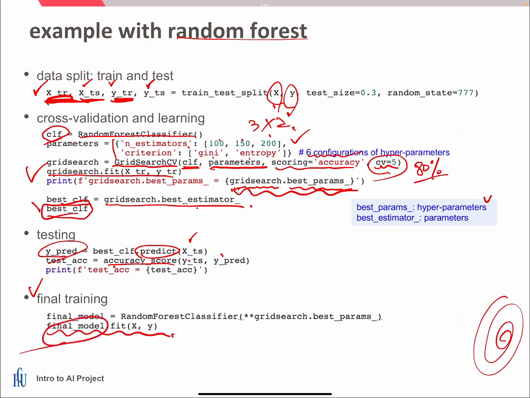Okay, so here, this best CLF is the best model when we train the model with just 80% of the data samples, and then we evaluate all the configurations with the other 20% of the data samples, and best CLF was the best. But we want to use all the training samples, X and Y. So now we have the best hyperparameters, and we make an instance of the model and train this model with all the samples. So now we have a final model. Okay, this is it.